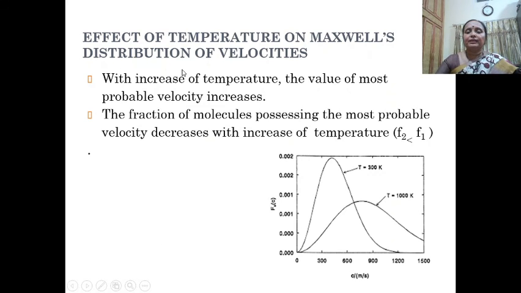And the effect of temperature on Maxwell distribution of velocities: with increase in temperature, the value of most probable velocity increases and the fraction of molecules possessing the most probable velocity decreases.